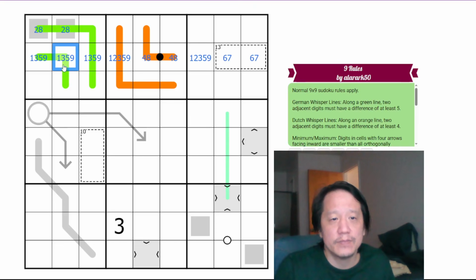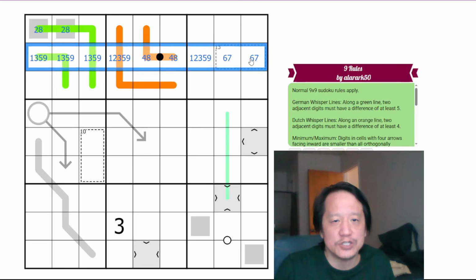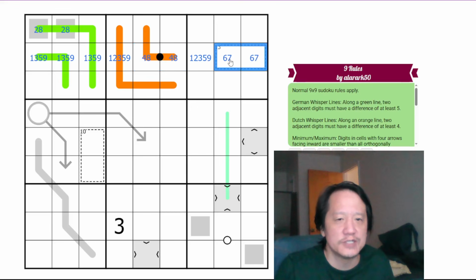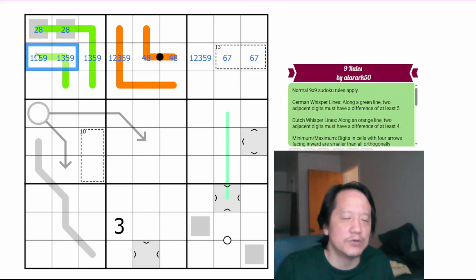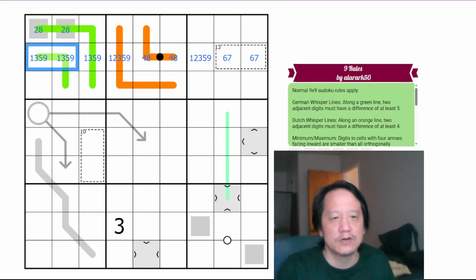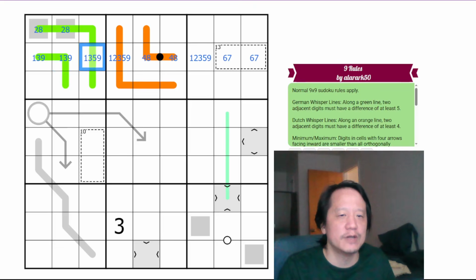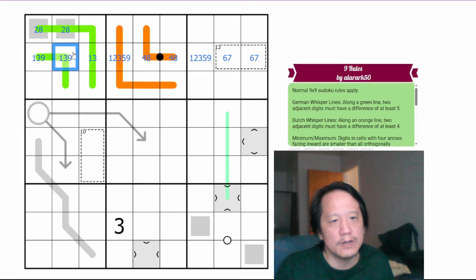So, what's the only high digit here that we have available? We don't have 8 anymore, or 6 or 7, because of the 4-8 and the 6-7 pairs in the row. So the only high digit we have left here is a 9. 5 can't be on a Whisper 5 line, so this has to be 9 here. So 9 has to be here, which means this can't be 9.